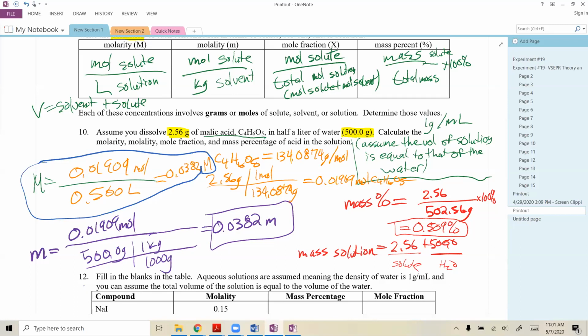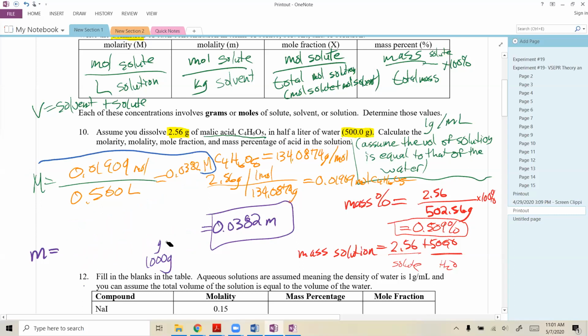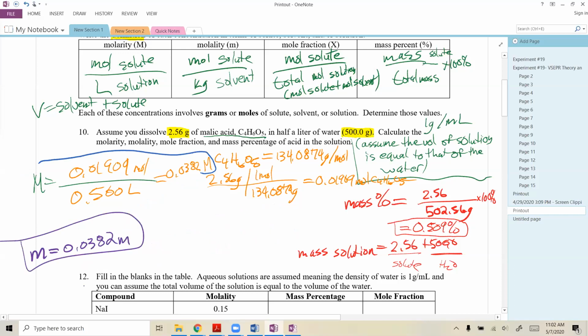So now are we done, or is there one more that we need to figure out? Mole fraction. Yeah. So I've run out of space here. I'm going to consolidate this down a little bit, so that way we can work on our mole fraction.